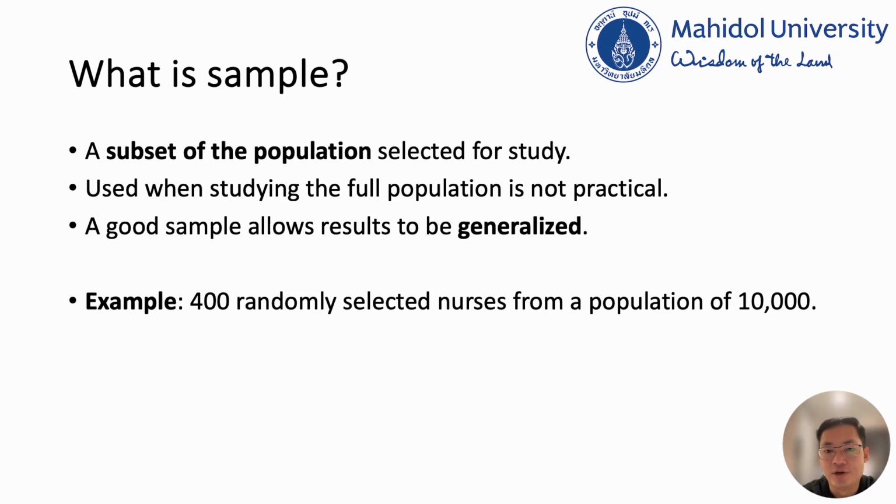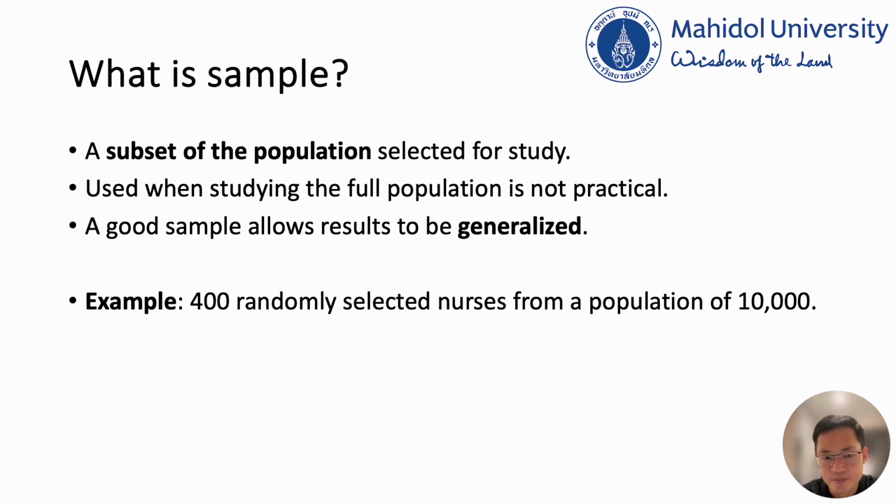Now let's talk about what a sample is. A sample is a subset of a population that we actually study. Since it's often impossible to study every member of a population, we rely on samples to collect data efficiently. A good sample allows us to make generalizations about the population.